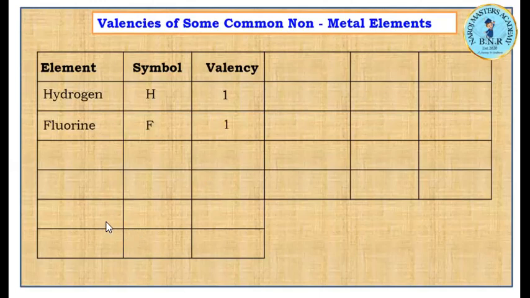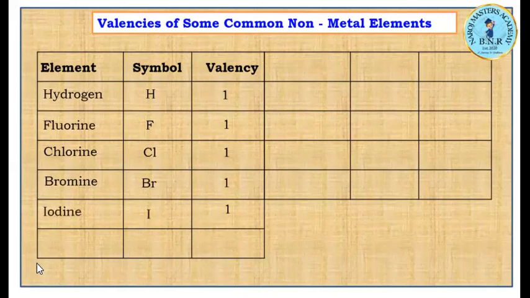Then fluorine, F, its valency is also 1. And then chlorine, Cl, its valency is also 1. If 2 chlorines are there, then valency is 2. Then bromine, Br. Don't get confused. Bromine is Br, and its valency is also 1. Then iodine, I, its valency is also 1. Okay. Next oxygen. Valency is 2. Is it right? Very good.